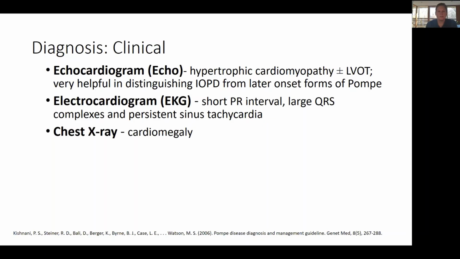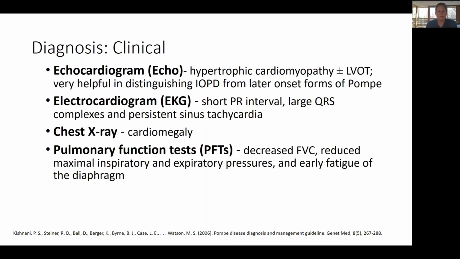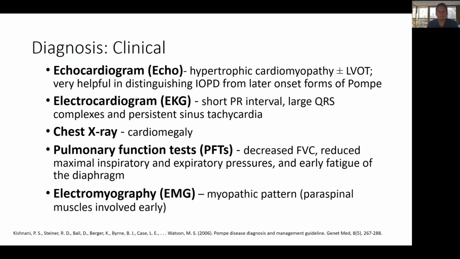Chest X-ray can often show the cardiomegaly, or the instance of a large heart, indicating the hypertrophic cardiomyopathy. Pulmonary function testing, especially in late onset Pompe, we look at the decreased forced vital capacity and the reduced maximal inspiratory and expiratory pressures, MIP and MEP. And then this also tells us that if we do it in the supine position and the FVC further decreases, there can be some diaphragm involvement. And then the EMG, there is a characteristic myopathic pattern, including the paraspinal muscles, in patients with Pompe disease.